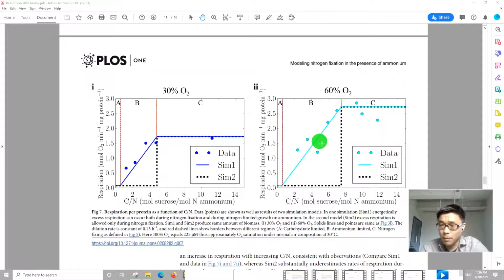So these are the hypotheses. We are still not clear about it, but what's clear about this study is that respiratory protection is happening even when nitrogen fixation is not happening.